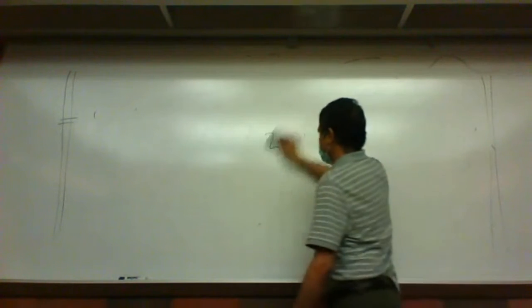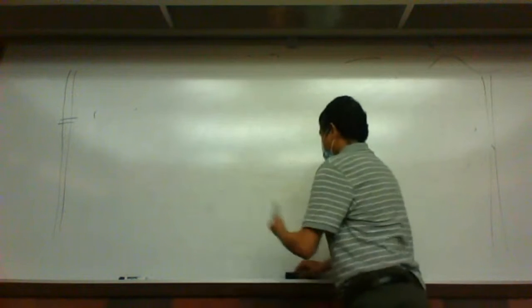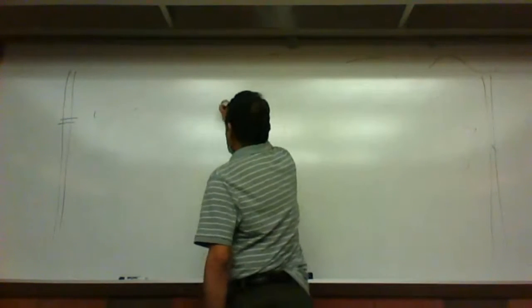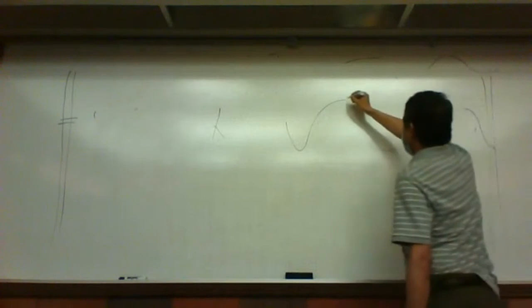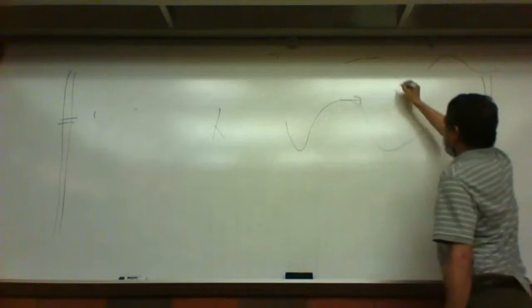The speed of light is given by c. So we have 3 parameters now. We have the wavelength of the light like this. The wavelength is the peak to peak distance. So this is the wavelength, right?